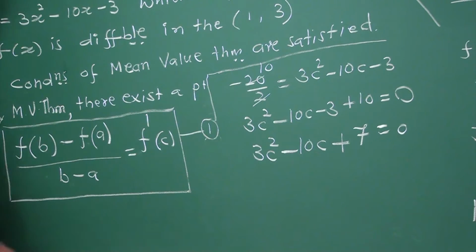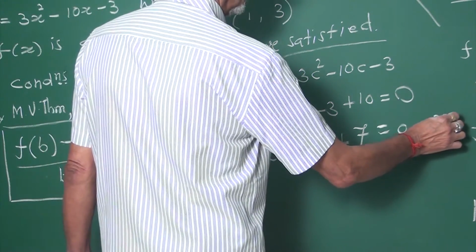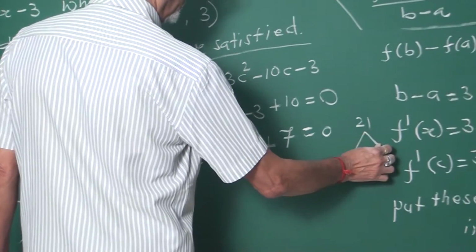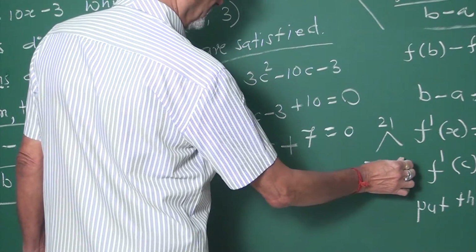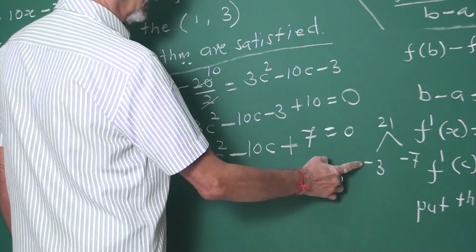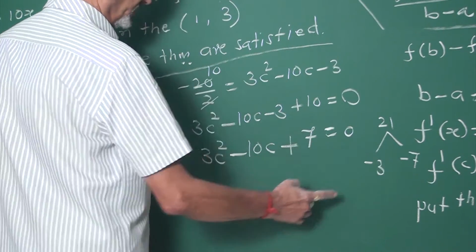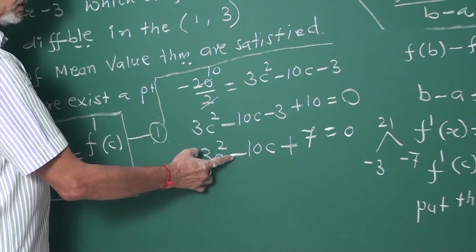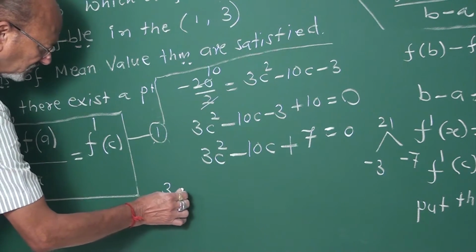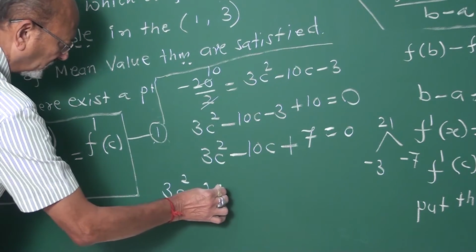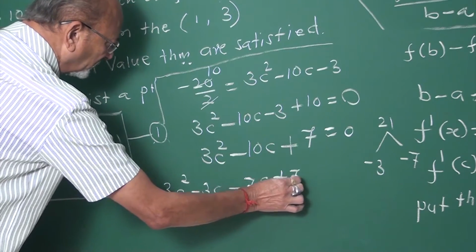Tell me, friends, 3 into 7 is 21. Split, you must get minus 10. Then it is minus 3 and minus 7: the product is plus 21, and the addition is minus 10. Simplify it: 3c square minus 3c minus 7c plus 7 equals 0.